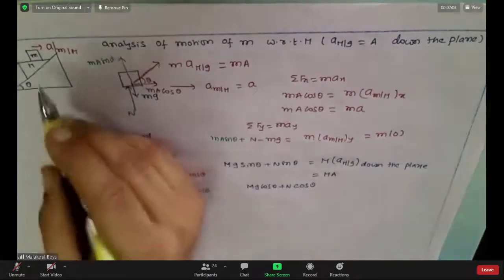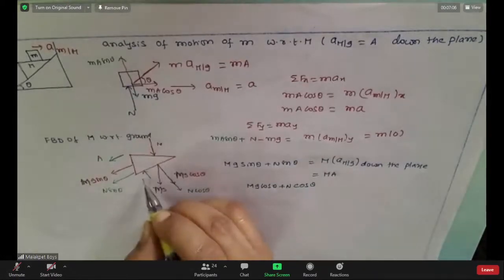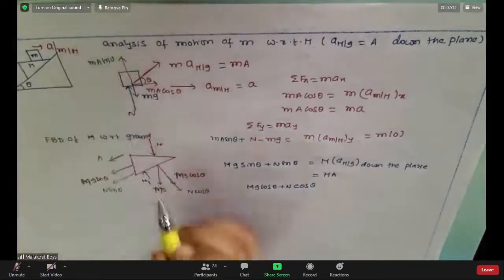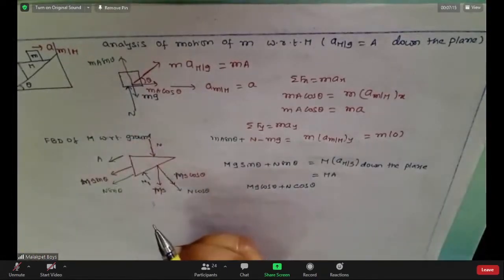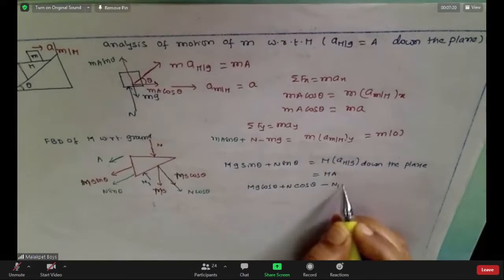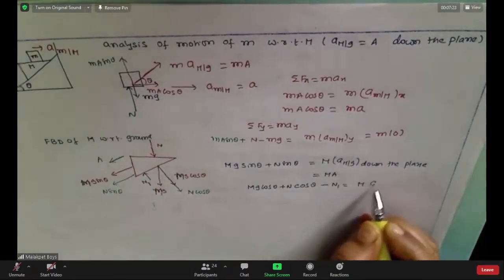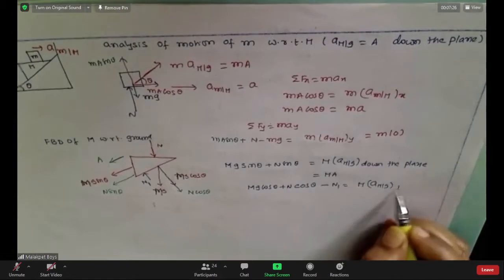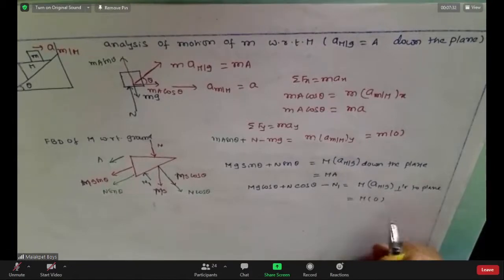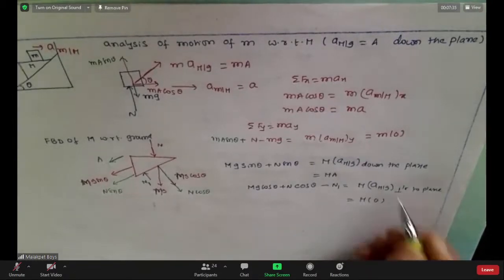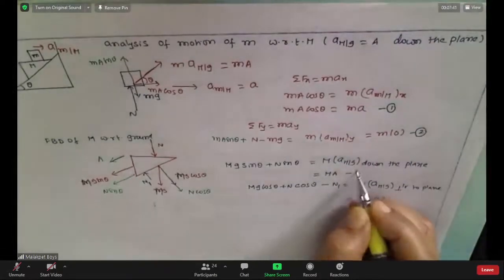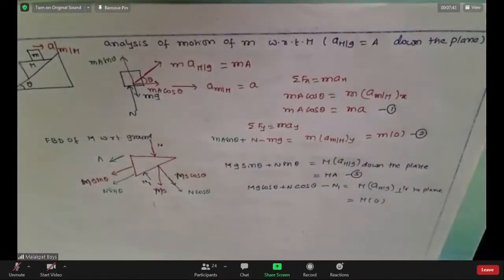Actually, there will be another normal reaction between these two, no? Because between these two there is a normal reaction or not? Perpendicular to the inclined, no? So anyhow, this is 0. So now we are having how many equations? 1, 2, 3.